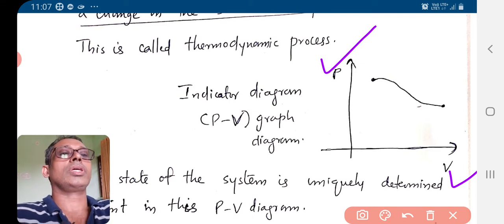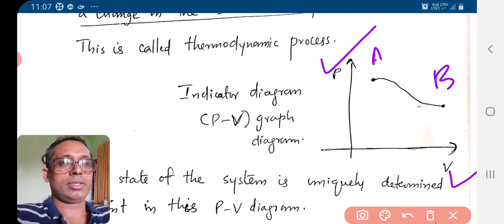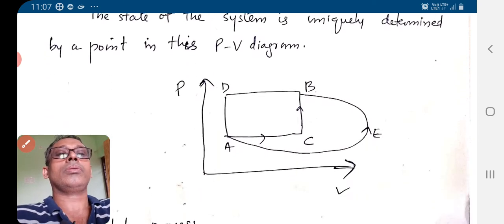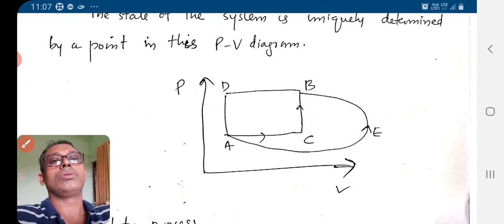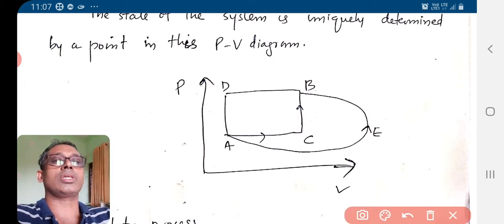Here we see the pressure and volume changing. It is changing from A to B. So there is a change in state of the system. The thermodynamic variables, pressure and volume, are all changing. Now this is also a way of showing a thermodynamic process.